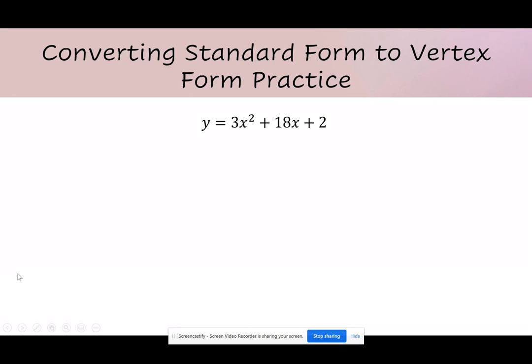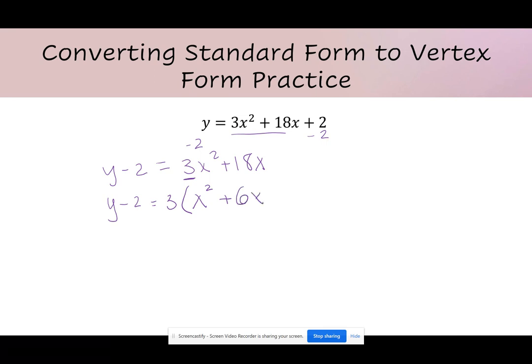Now this one has a leading coefficient that isn't 1, so it is going to be a little bit different. But we start off with the same step, subtract 2 to the other side because we want our variables to be alone. So we have y minus 2 equals 3x squared plus 18x. Your next step, so this is where it's different, you need to factor out whatever is here. So essentially you're writing your 3 in front and divide both of these terms by 3. So we just get x squared plus 18 divided by 3 is 6x.